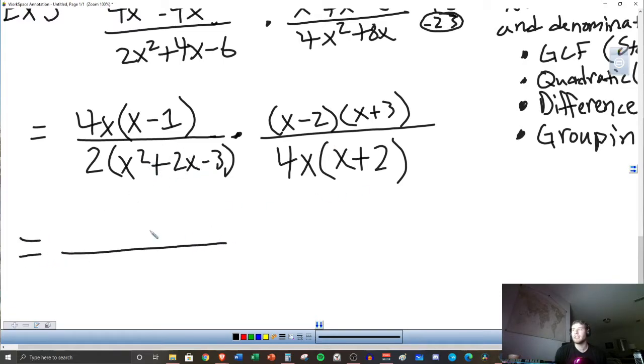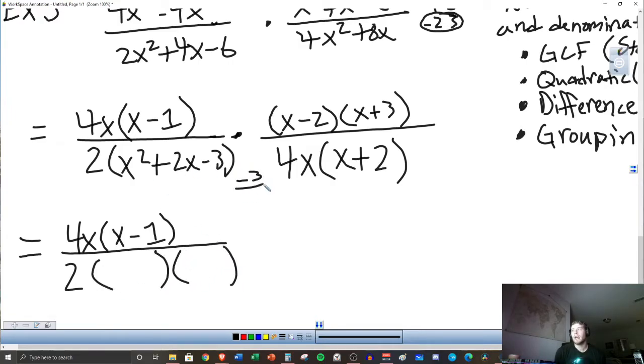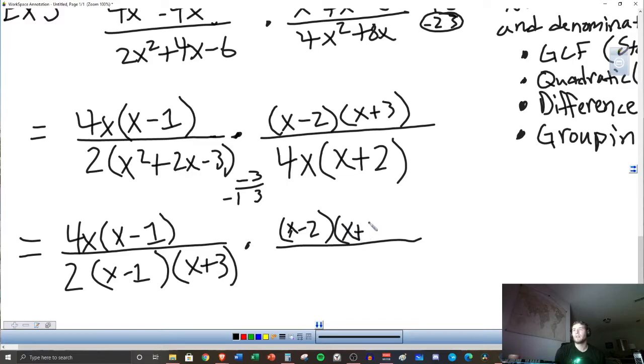So we're going to rewrite this, and in these problems you're going to be rewriting quite a bit until you get it completely factored out. So this is going to be rewritten as 2 binomials. So -3, what adds to get 2 but multiplies to get -3? Well, that'd be -1 and 3. So x minus 1, x plus 3, multiplied by x minus 2, x plus 3, 4x, and then x plus 2.